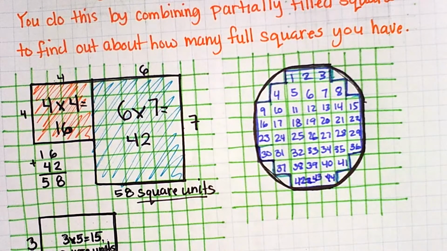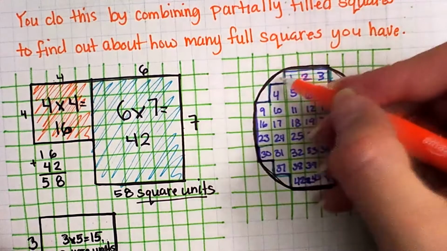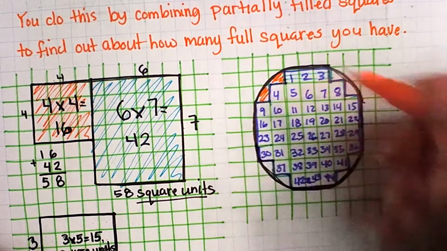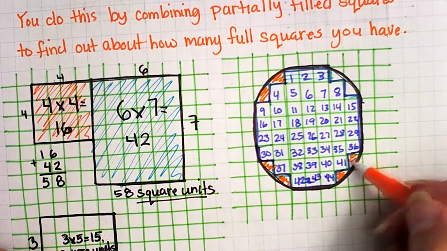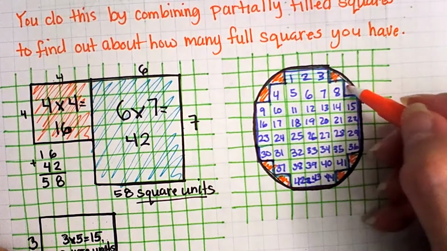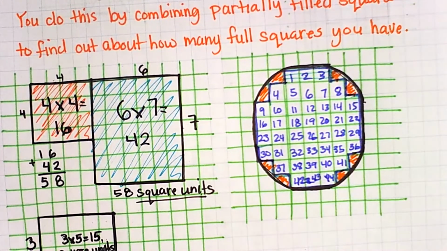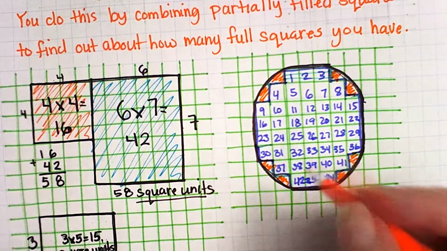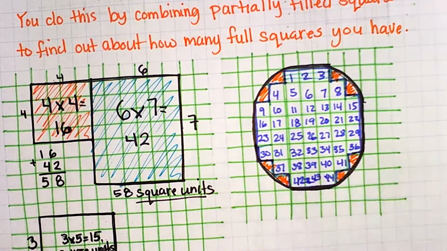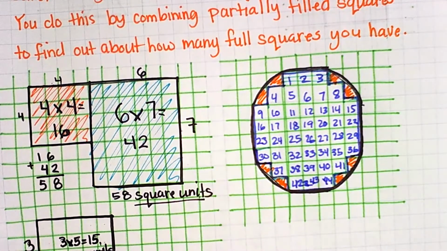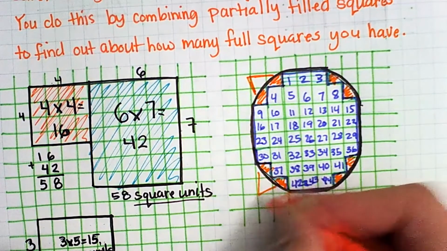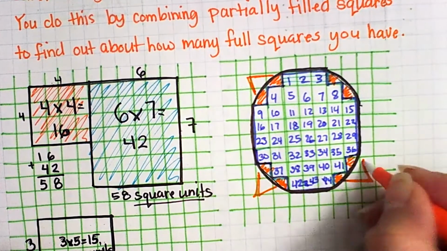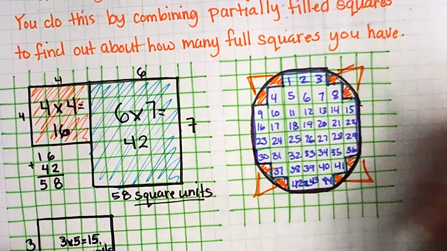Now we do have some that are only halfway full or kind of halfway full. So I'm going to color those in orange. Are they exactly half? No, probably not, right? But we're estimating. We don't need an exact answer. So remember, when you put together two halves, those make a whole. So these together will make a whole piece. These together will make a whole piece. These will make a whole piece, and these two will make a whole piece.